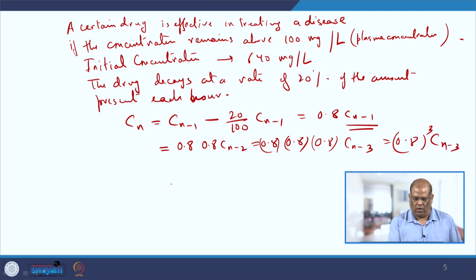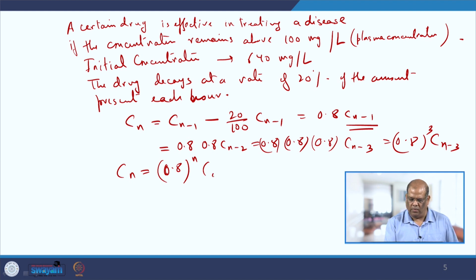So, in general, Cn will be 0.8 to the power n. If I replace this by n, this will be C0. So, C0 is the initial concentration that is given, which is 640 into 0.8 to the power n.